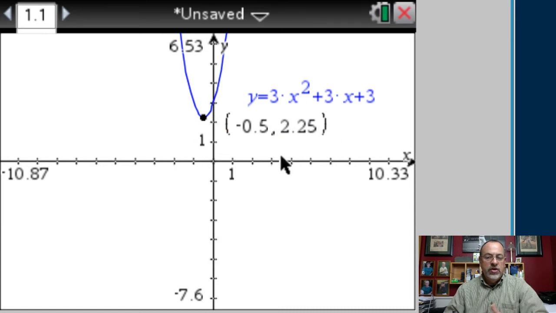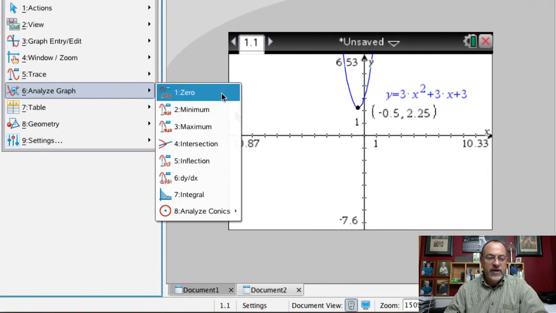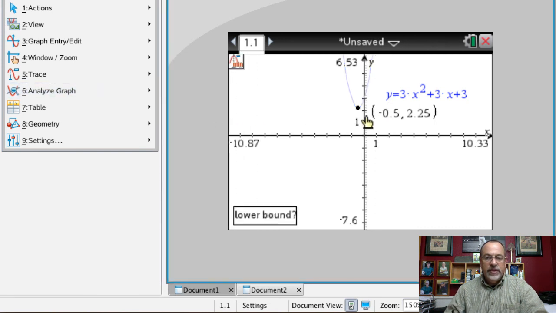So again, you'll need to put it to the left. Let me walk through that real quickly one more time. You'll want to go to your second calculate menu. You're going to want to find the minimum. You'll need to put your cursor to the left of the minimum, and then to the right of the minimum. Then you select enter, and it'll print out, and then press enter, and that will give you the coordinate of the minimum or the maximum, depending on what it is. So that's how you do it.